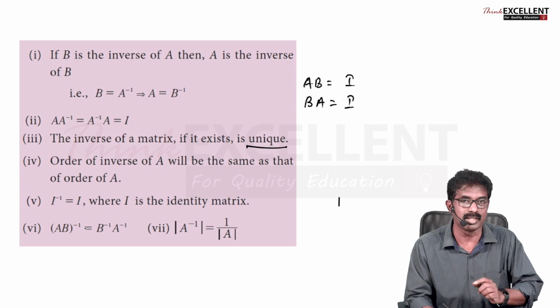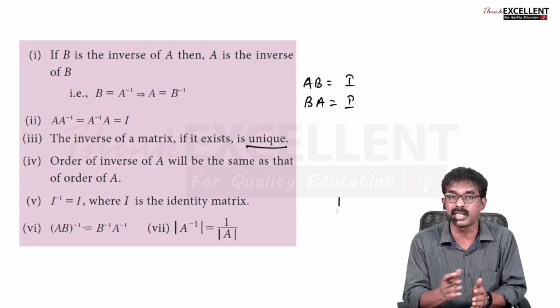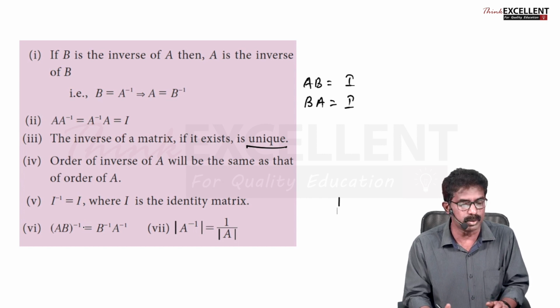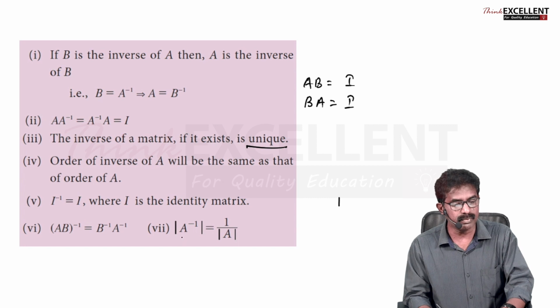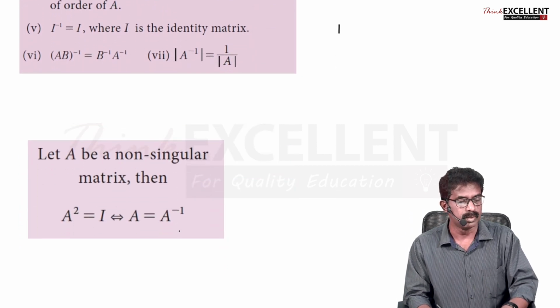Last class in adjoint I taught, right? Adjoint of AB, you write adjoint of B into adjoint of A. The order cannot be changed because matrix multiplication is not commutative. Then the determinant of A inverse is 1 by determinant A.